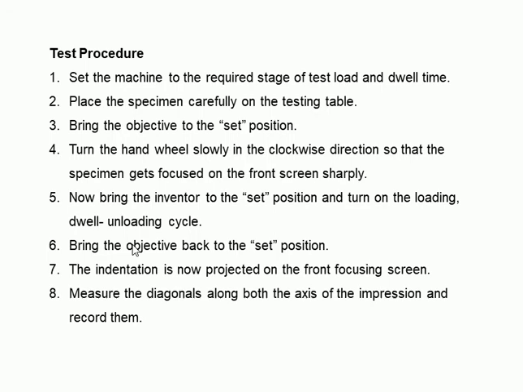Test procedure. First, set the machine to the required stage of the test load and the dwell time. Place the specimen carefully on the testing table. Bring the objective to the set position. Turn the hand wheel slowly in a clockwise direction so that the specimen comes into sharp focus on the front screen.